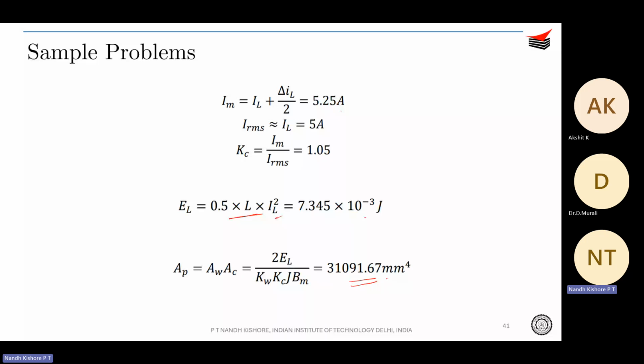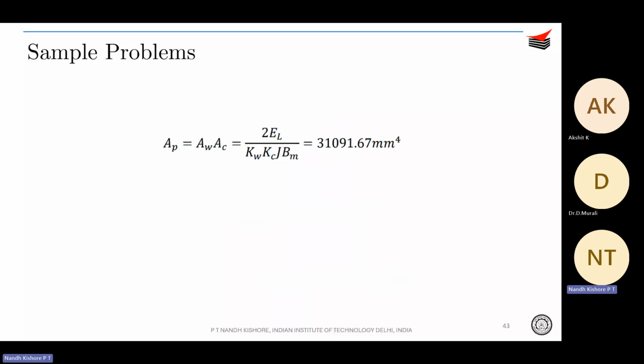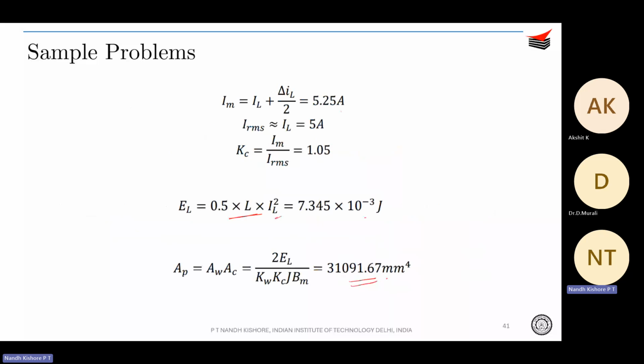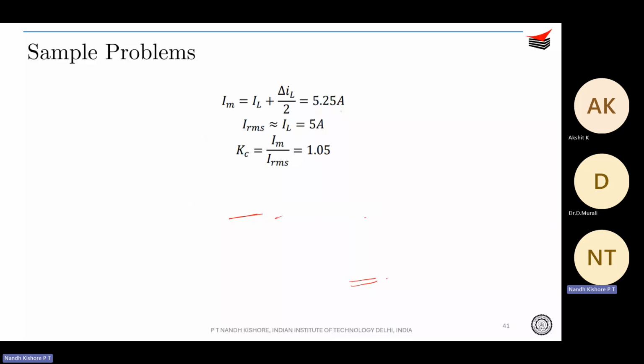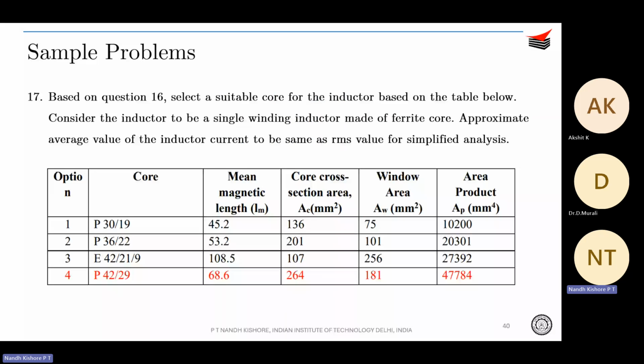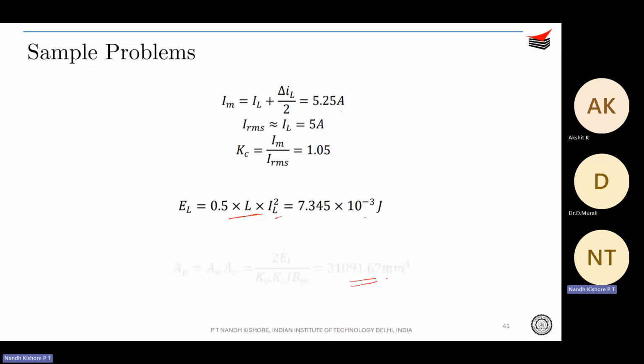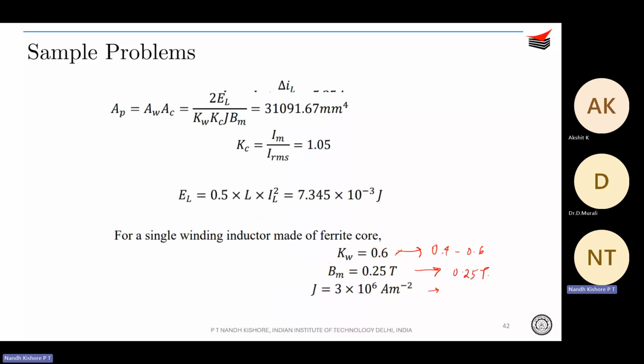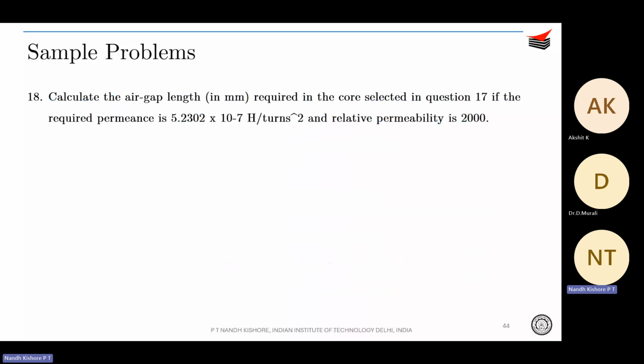Now that you have computed the area product, you need to select a core with an area product greater than this value. From the given options, you need about 31,000 mm power 4. Therefore, what satisfies us is only the P42/49. It has an area product more than 31,000. The third question, you can guess, relates to the wire gauge.